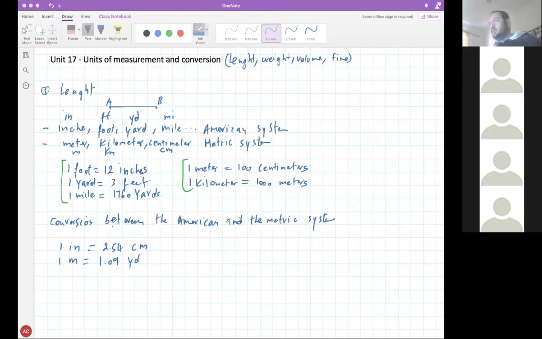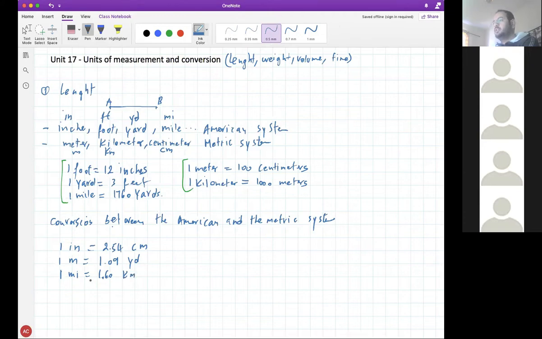1 mile to kilometer. So 1.5 or 1.6 actually. 1.6, right? So 1 mile equals about 1.6, a little over 1.5. So 1 mile is 1.6 kilometers.